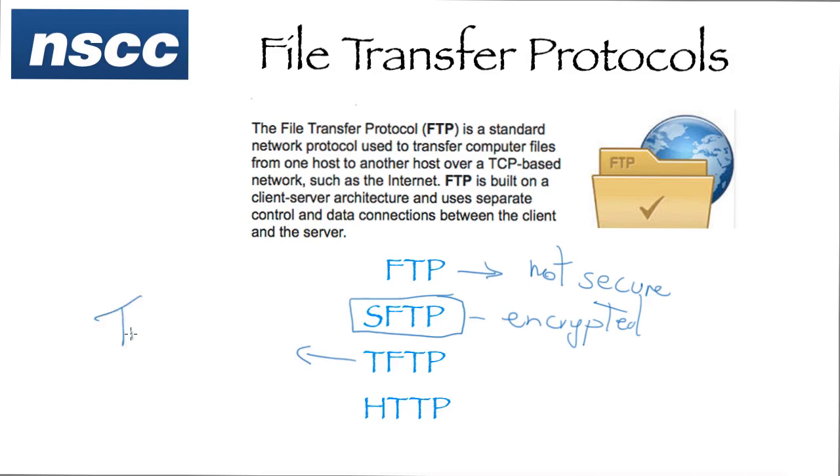TFTP is called trivial FTP. It has what's called a smaller footprint. It's a smaller software application that can be included in many routers, and it's often used to send or copy the configuration of a router or to update the firmware in a network device such as a router and switch. It has no security at all, and it's generally used in an environment where you're not worried about security and you want something fairly simple.